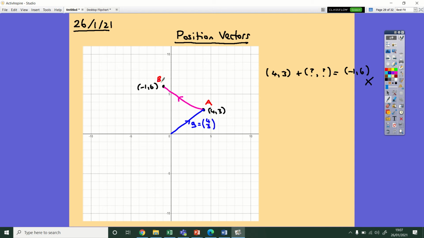Okay, and similarly, if I want the position vector of B, that's going to be the vector coming out from the origin up towards B. And again, we'll call it little b because it goes towards big B. And that's going to be -1, 6. Right, so the blue vectors are the position vectors. Let's write down what we've just done.